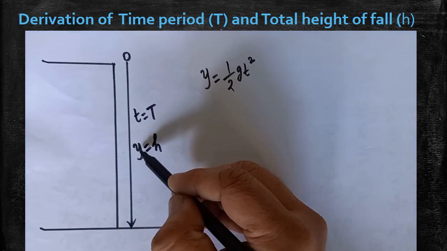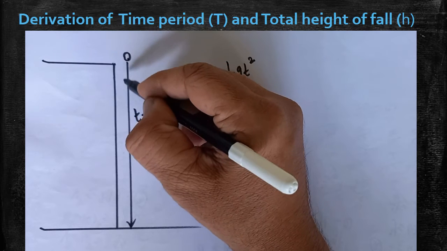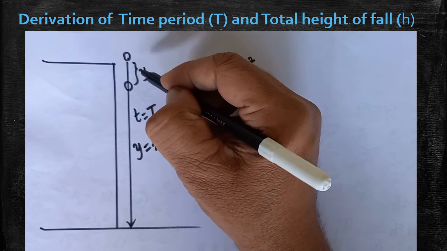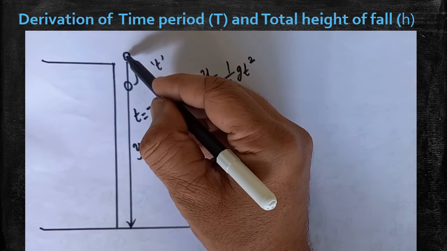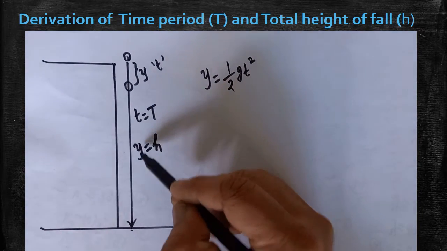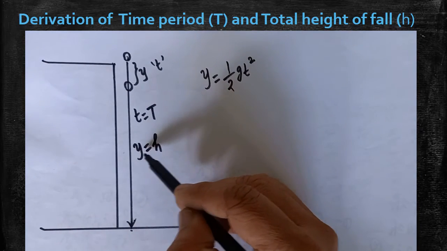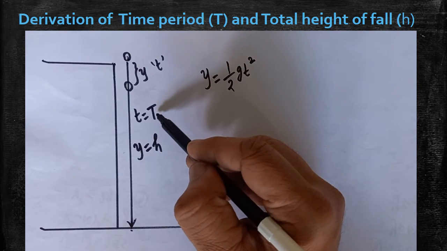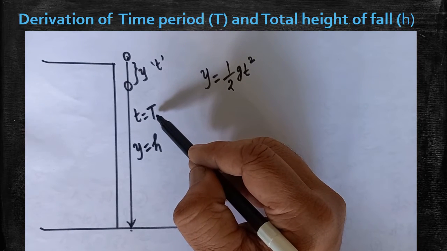Here y is nothing but any displacement. If it starts from here and comes here, this can also be written as y, and for that it may take some time t. But if it travels from here to there, the total height is nothing but h, the maximum displacement. So when it travels from here to there, y can be taken as the maximum displacement h. For that we have to calculate the time taken. So when it travels from here to there, the total time taken can be called t.